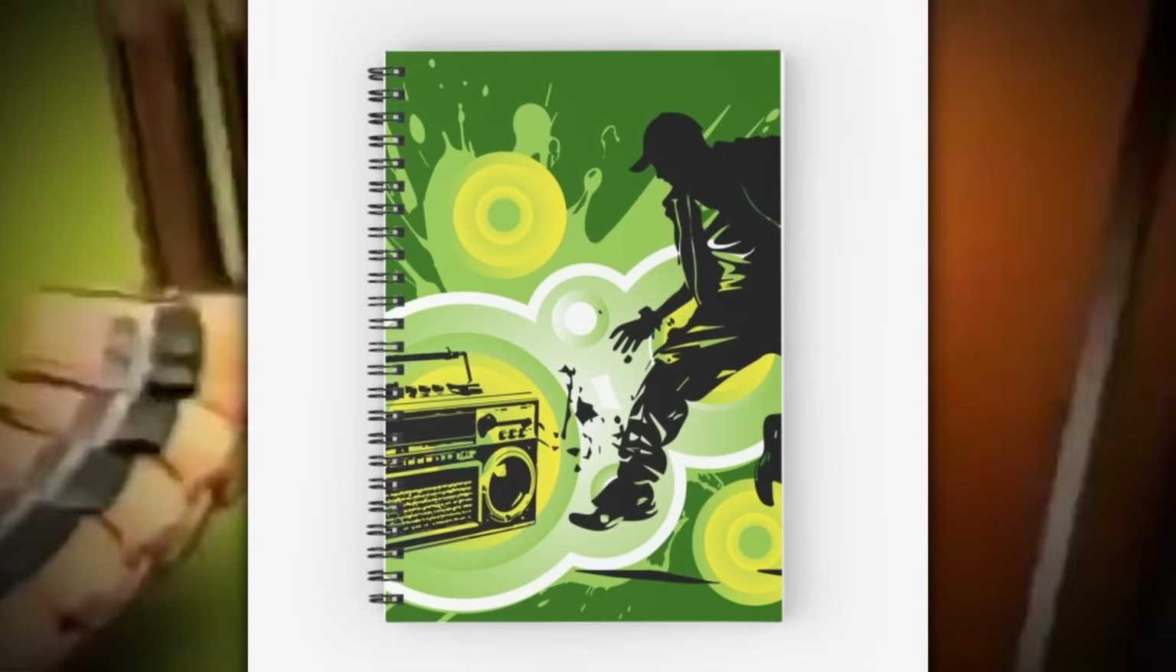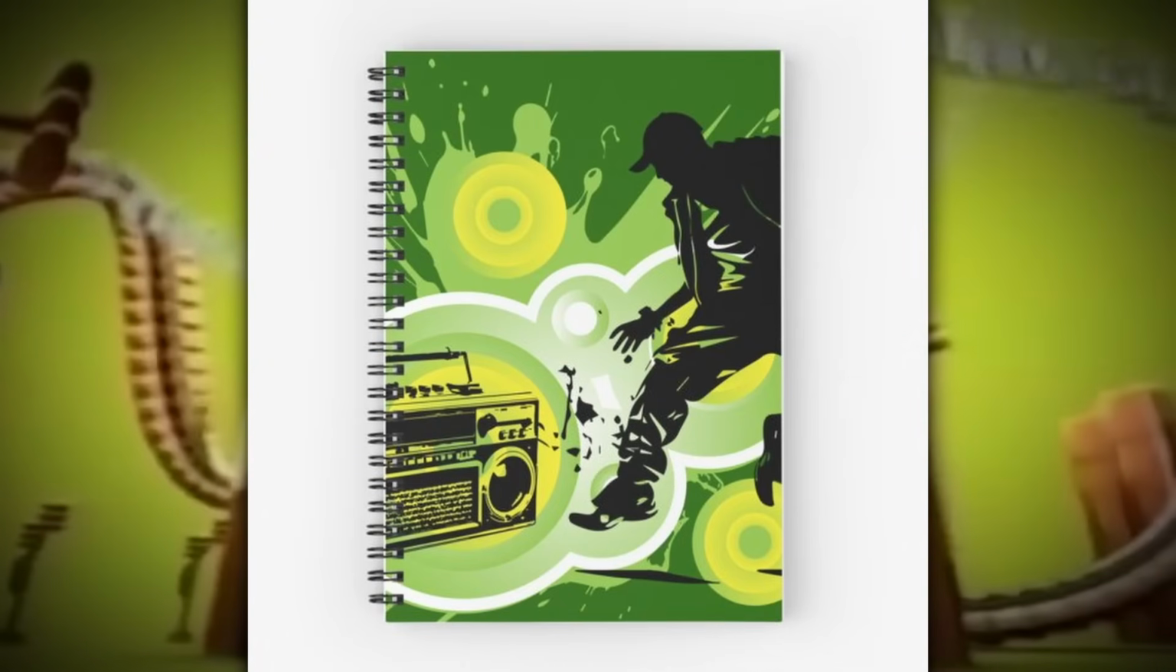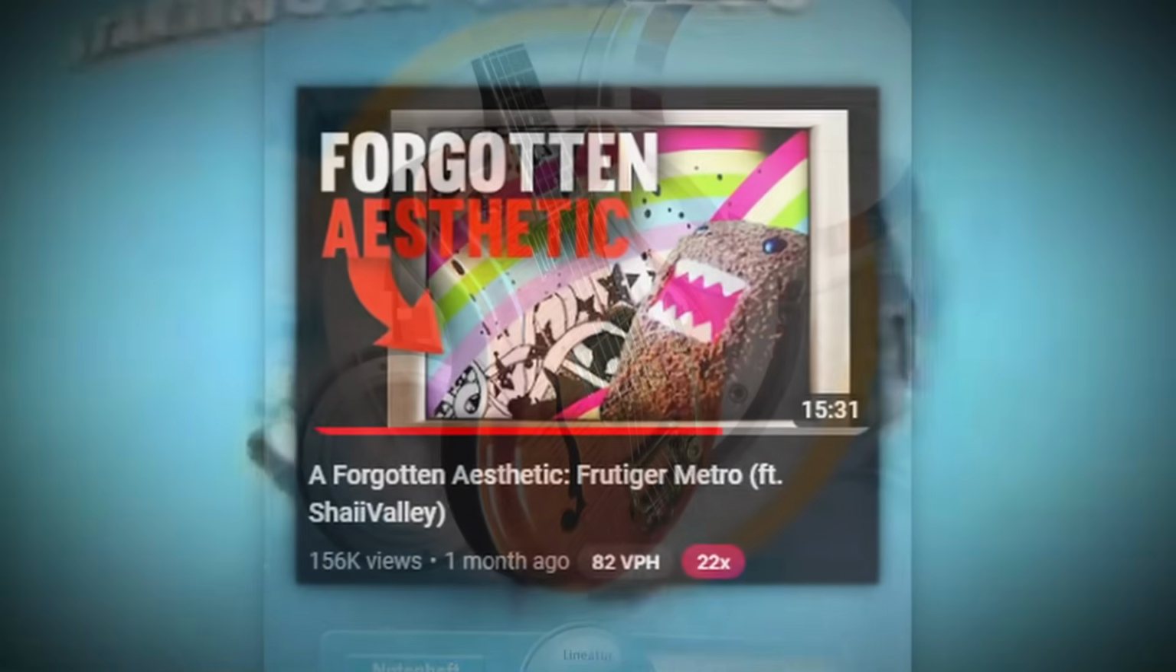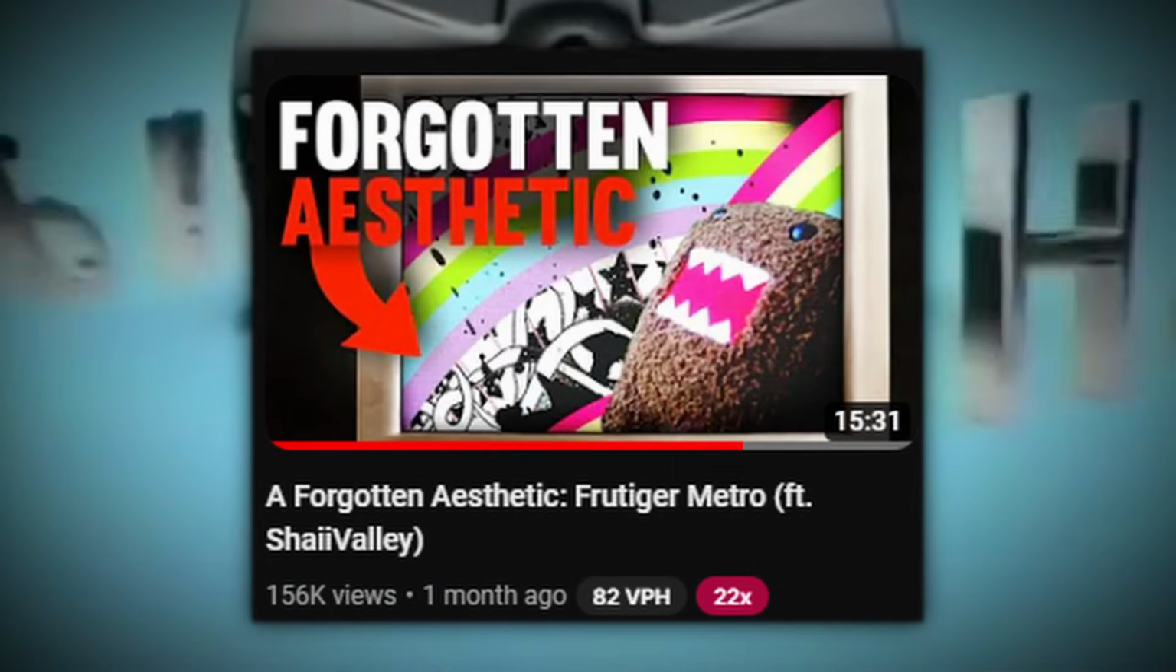Frutiger Metro designs were pretty common in those early 2010 school notebooks, and I remember having one when I was a kid with a guitar on it. Jaden Salads has a great video on this aesthetic if you're interested.